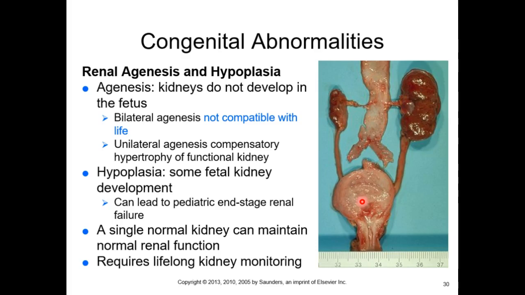And then some kidneys will just be hypoplastic. They will be small, undersized kidneys. That would be an example of a hypoplastic kidney. Again, you can survive with 1 kidney. Humans can survive with 1 kidney. We would decrease protein intake and we would monitor.